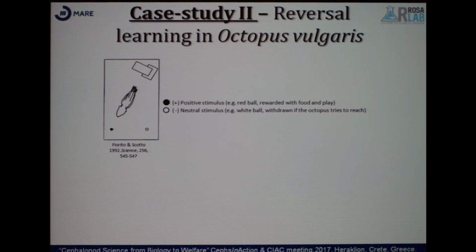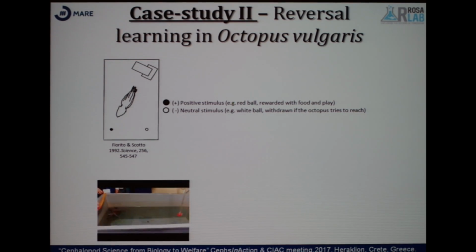The second case is a case for reversal learning in Octopus vulgaris. The basis of reversal learning is discriminative learning, where you use a positive stimulus that is rewarded with food or play, or both, and then a neutral stimulus that is not rewarded at all. So the octopus should react to this stimulus and not react to this one.